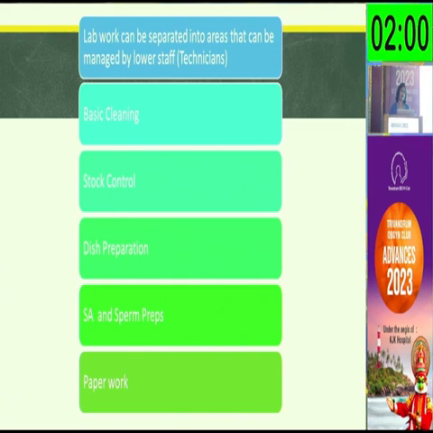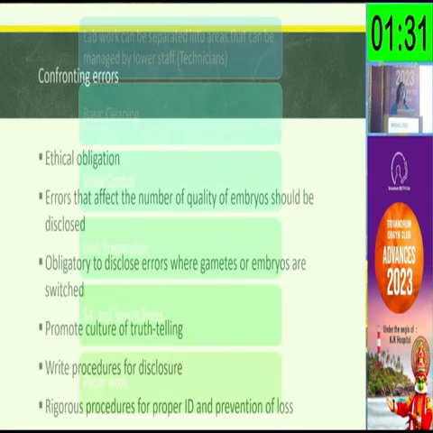For labs which are always looking at how to manage these things, it is very simple. Have a junior person, doesn't have to be a junior embryologist, some person who knows the technology and understands the biology. They can do all this stuff, maybe not the dish preparation, but other things can be done by a lot of other people. You have to allot work accordingly. You can't just do everything yourself. That's the whole point of it.